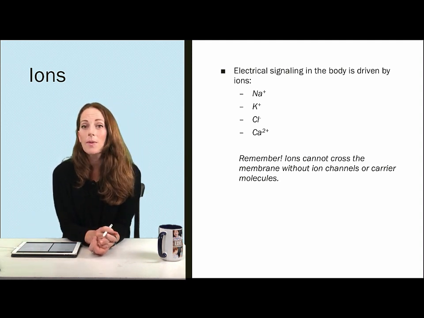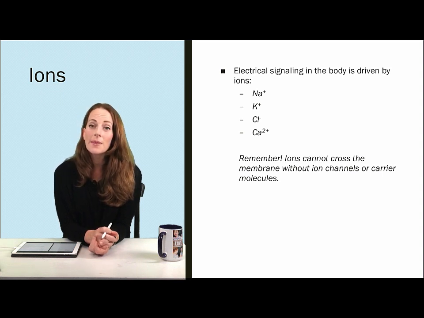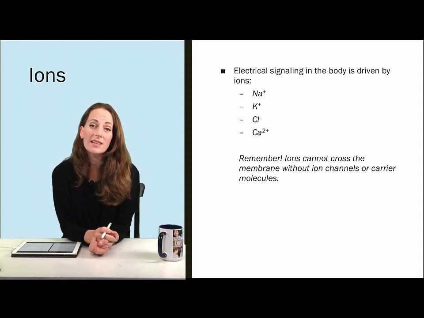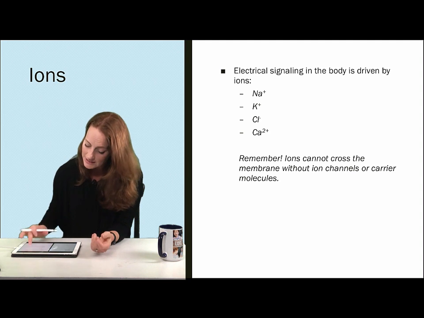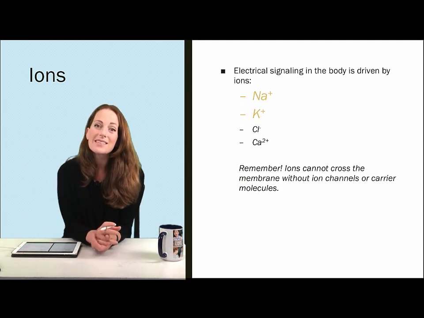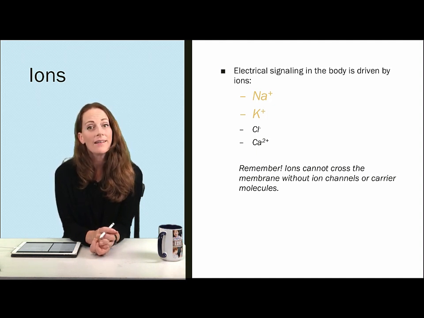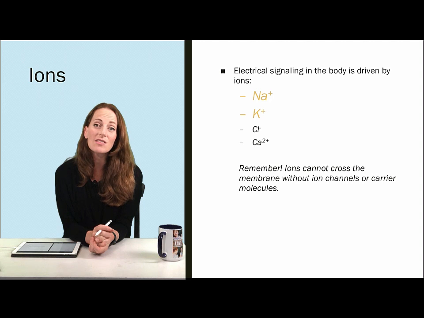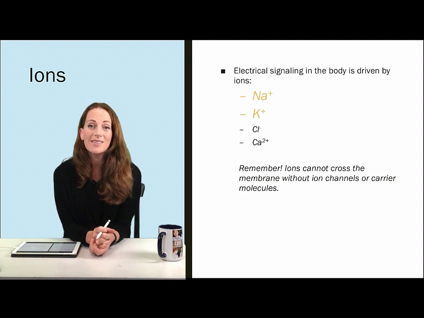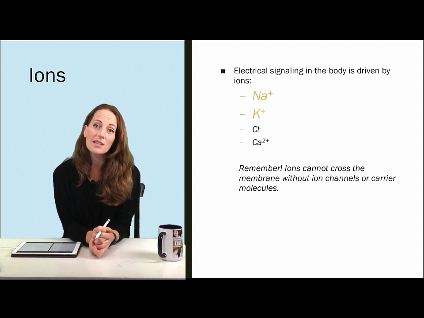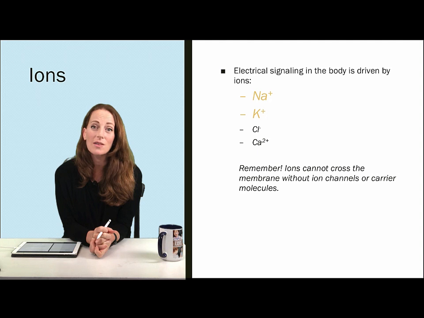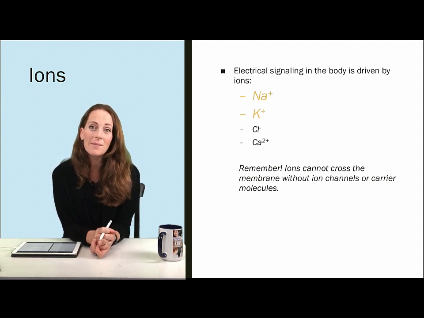It's important to remember that electrical signaling in the body is driven by ions, sodium, potassium, chloride, and calcium being the most prevalent in the cells, especially sodium and potassium. We're going to focus on sodium and potassium today. Not because chloride and calcium can't change the membrane potential or they're not important for signaling, but because sodium and potassium will give us the foundation to understand the major changes in membrane potential that happen during electrical signaling.